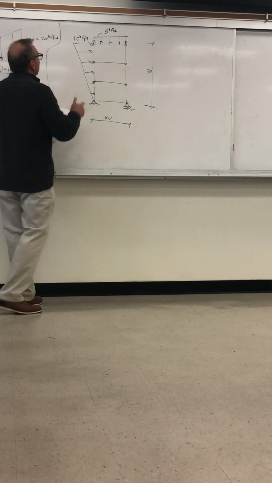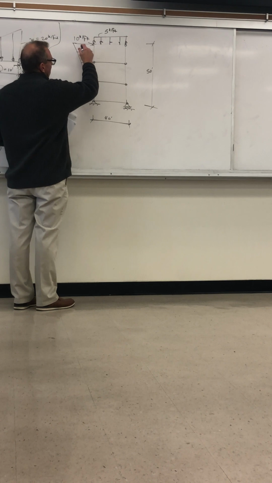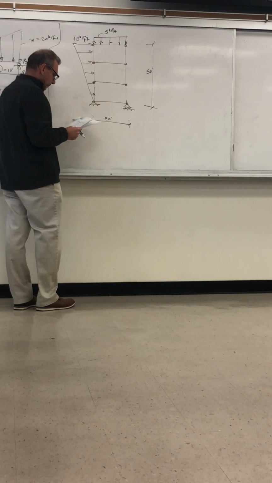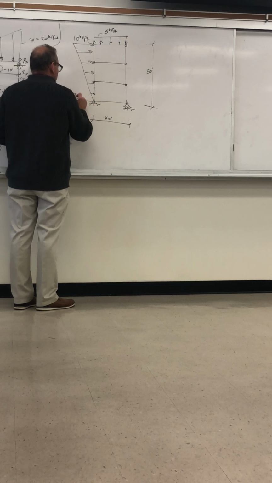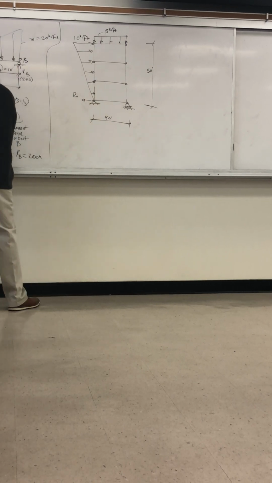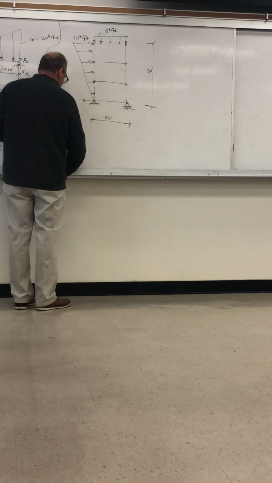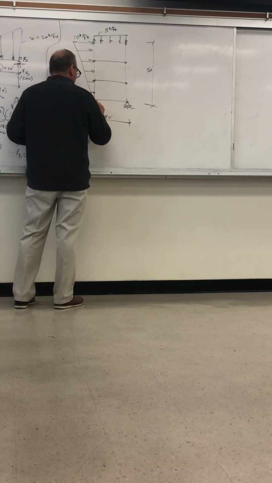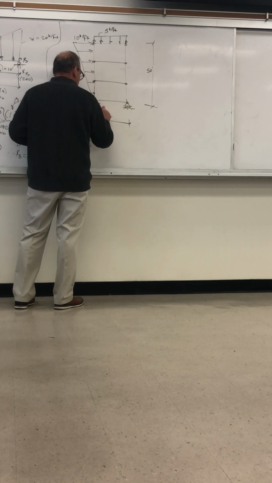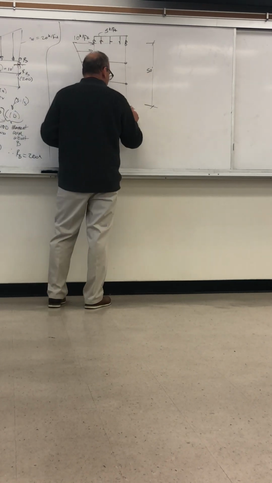This is the maximum, 10 kips per foot, and at the bottom it's 0. This is reaction AX, reaction AY, and reaction B.